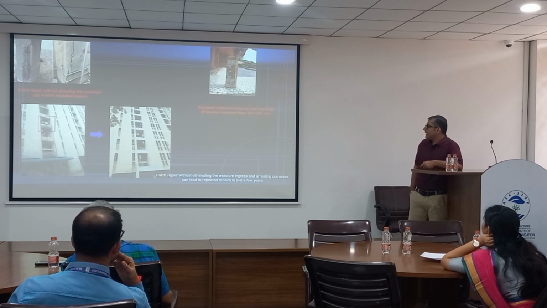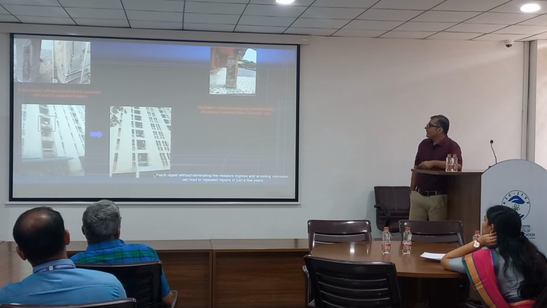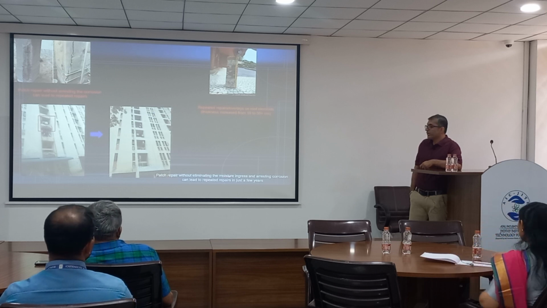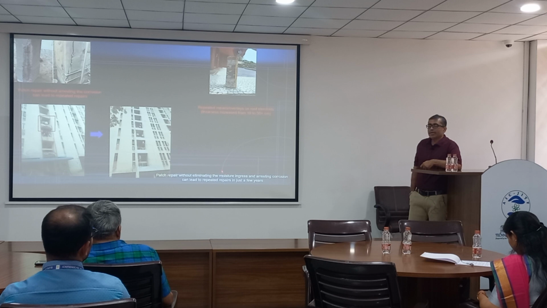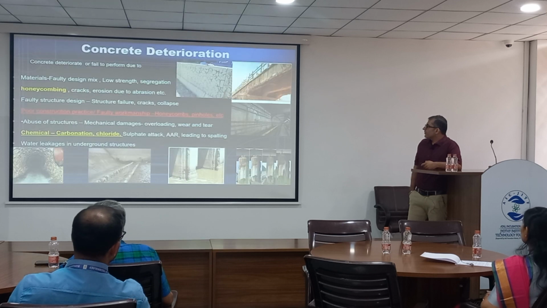Again here, you have a distressed portion of a building. This is when the distress had occurred, and this portion is after the repair work has been carried out. One thing we need to understand here is patch repair without eliminating the moisture ingress. One of the main reasons for corrosion is the ingress of moisture. Without eliminating this reason, if you carry out the patch repair, the problem is going to occur again.